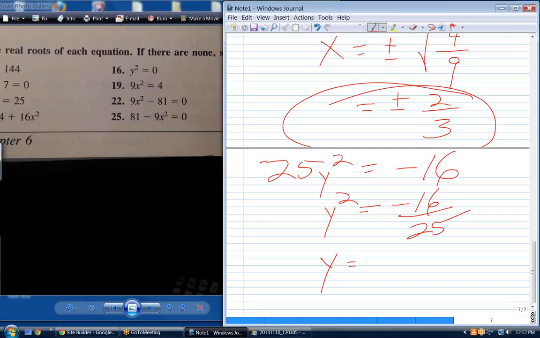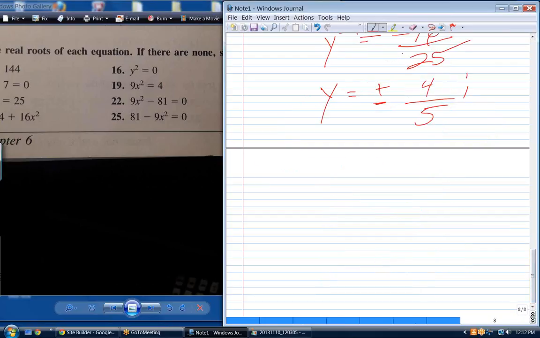So y equals plus or minus square root of -16/25. Well, if we take the square root of 16, we get 4. If we take the square root of 25, we get 5. So that's our answer except for the negative sign, and that's i. So it's plus or minus 4/5 i. In other words, I left out a step here.